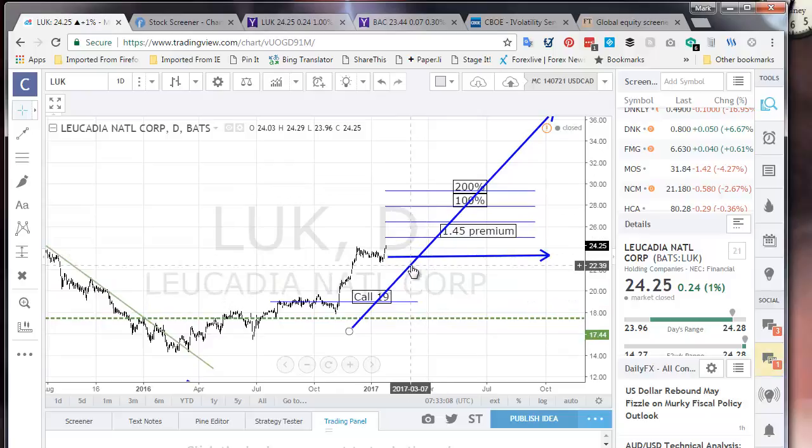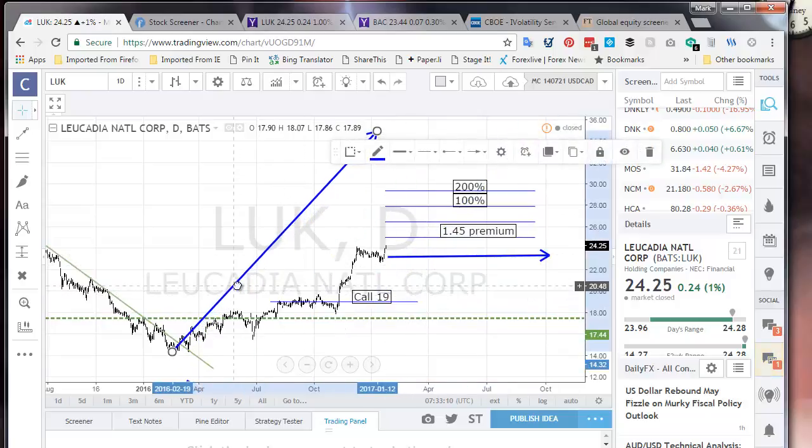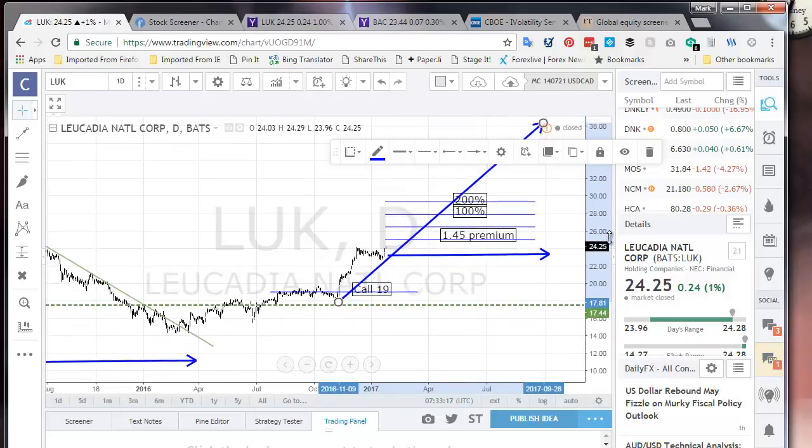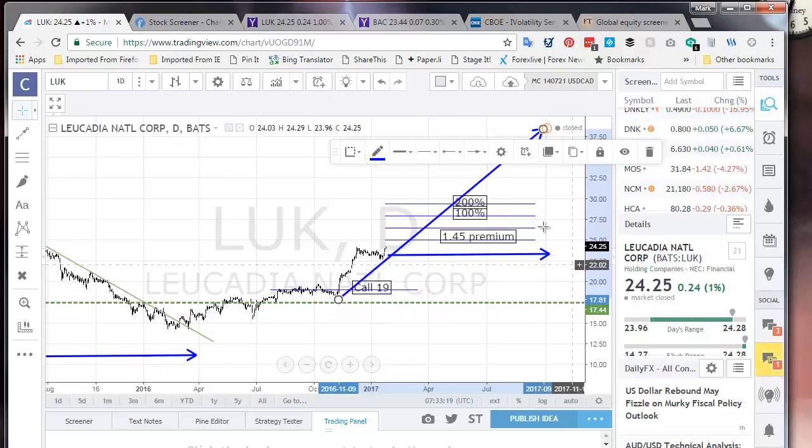If we do it from the bottom there, we're comfortably going to reach there. If we do it from this point here, we're comfortably going to reach the target. We're comfortably going to reach our 200%. So this is an interesting trade. Given that I already have a trade on it here, I may not choose to add a new position here, but I'm certainly going to be holding on to this position.